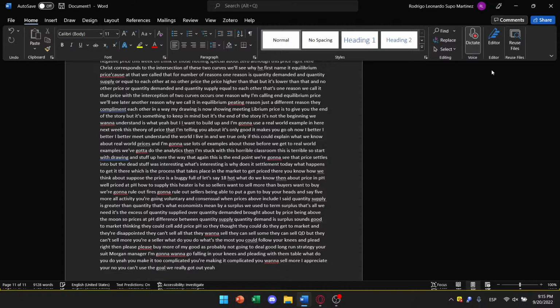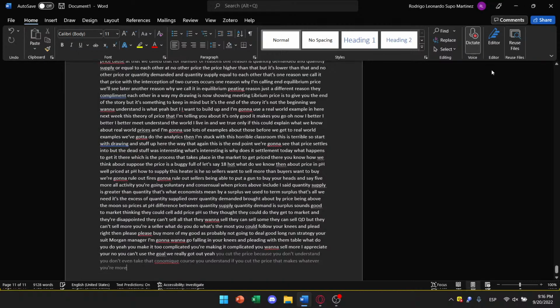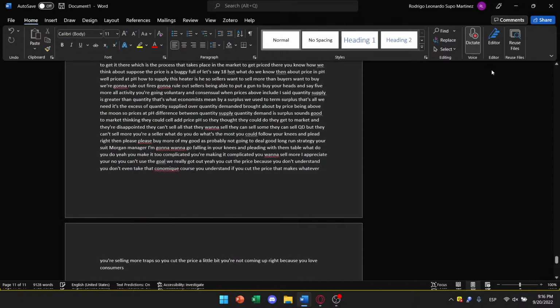Yeah. You cut the price. Because you understand. You don't need to take an economics course. You understand, if you cut the price, that makes whatever you're selling more attractive. So you cut the price a little bit. You're not cutting the price because you love consumers. You're cutting the price because you love yourself. But consumers are benefiting.